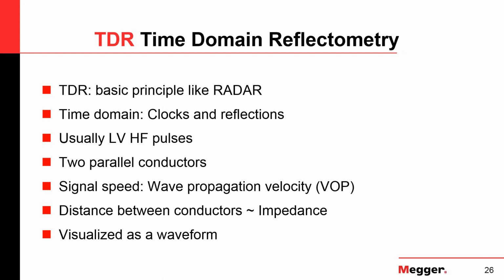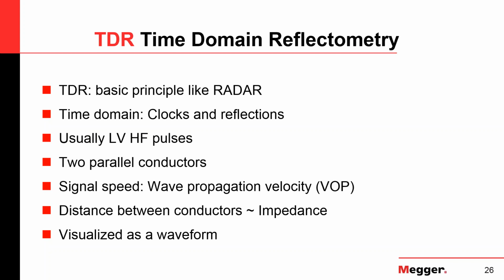What does TDR mean? TDR means Time Domain Reflectometry. And as the name says, it is a technique that works in the time domain. That means the instrument starts and stops clocks and measures reflections. It sends pulses into the cable and it interprets reflections in the time domain. So it's not in the frequency domain or in some other quantity. It is times. So you start a clock and you stop a clock.